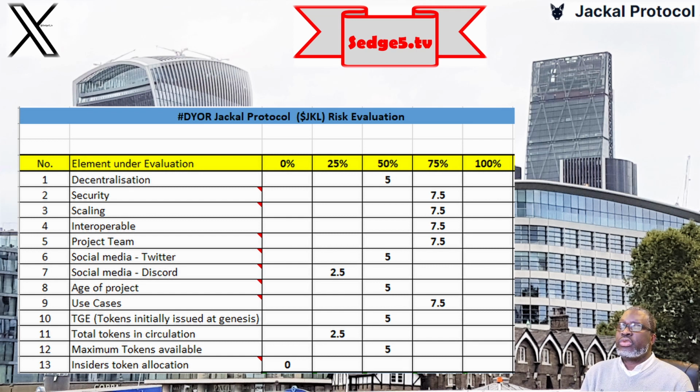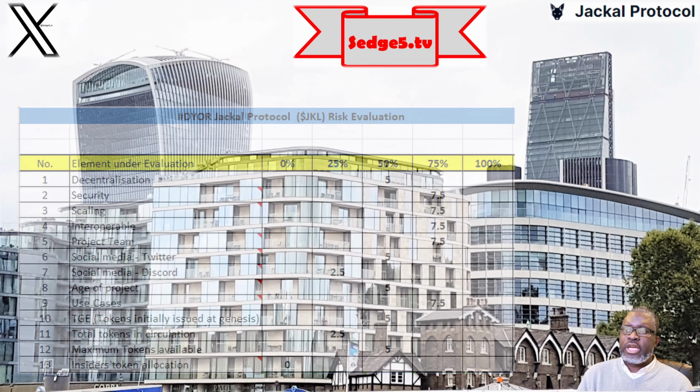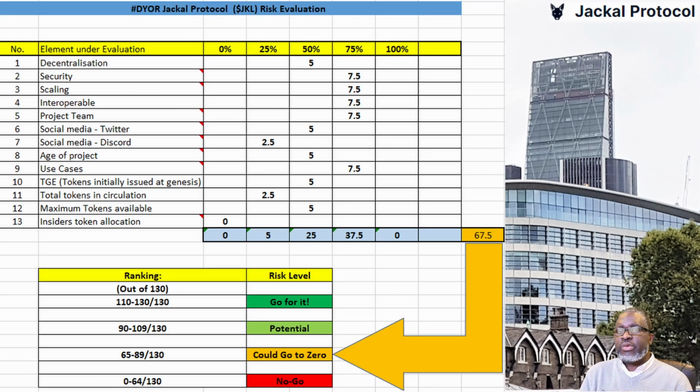So those are the scores we've allocated to JKL protocol. Do you guys agree with those scores? Let us know in the comment section. The aggregate score for JKL protocol comes up to 67.5 points out of 130, which puts JKL within the respectable will go to zero category.